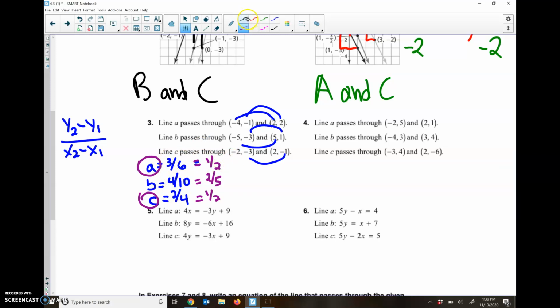Okay? Number 4 here, kind of the same thing. So I'm going to do these in my head a little bit here. So 1 minus 5 is negative 4. 2 minus a negative 2 is positive 4. Line B here, 4 minus 3 is 1. And then 3 minus a negative 4 is 7.